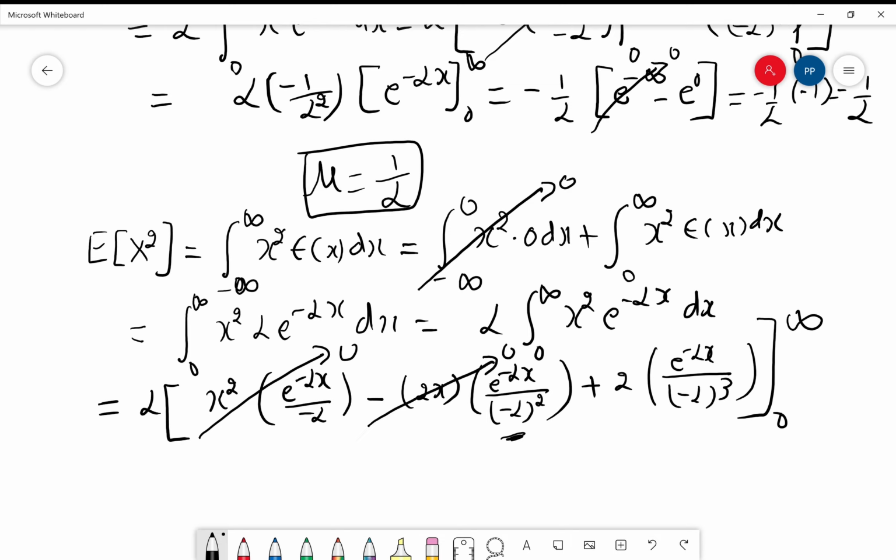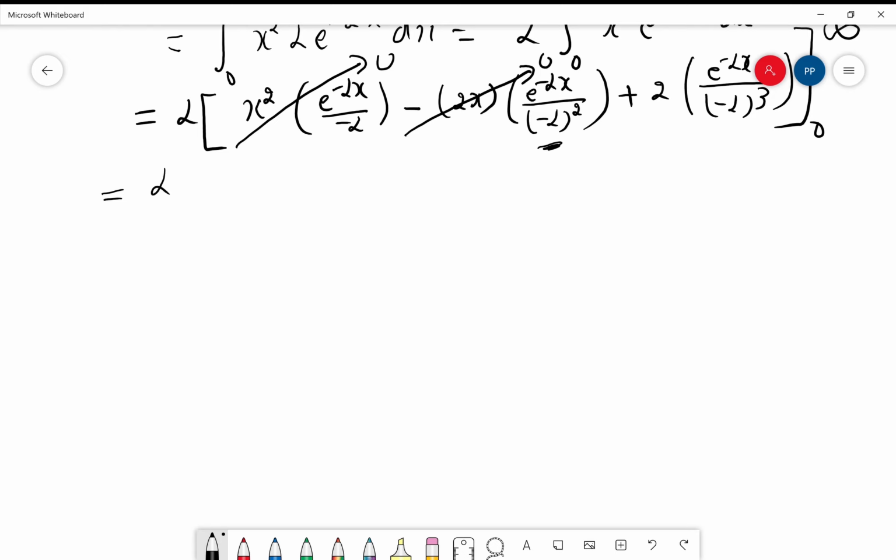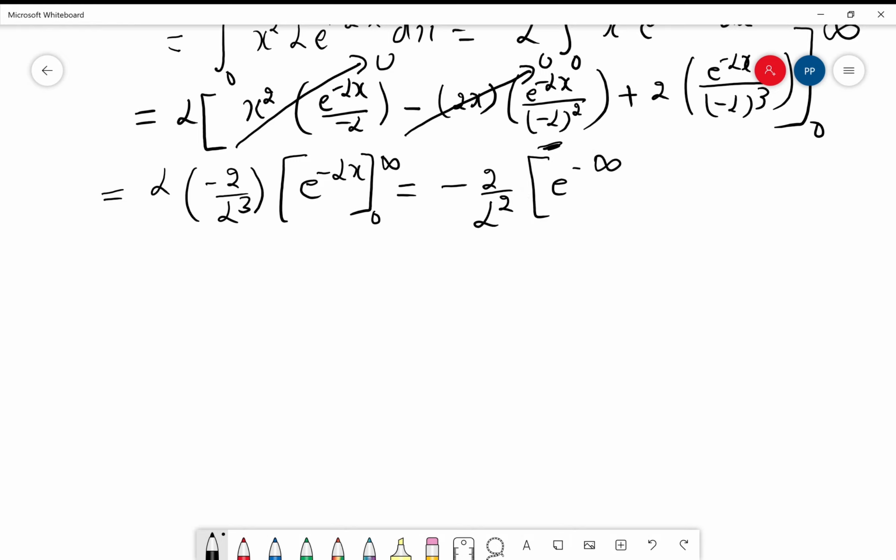Now we can show that between 0 and infinity, the value of the first term and the second term is 0. Okay, once again the same reason. The upper limit is 0 because of e power minus alpha x, the lower limit is 0 because of x square and x. Now, taking the limit for the last term, which is alpha into minus 2 by alpha cube outside, for that e power minus alpha x we have to take the limits between 0 and infinity, which equals minus 2 by alpha square into e power minus infinity minus e power 0. And we know e power minus infinity is 0, it goes off. So e power 0 is 1. So this becomes 2 by alpha square.